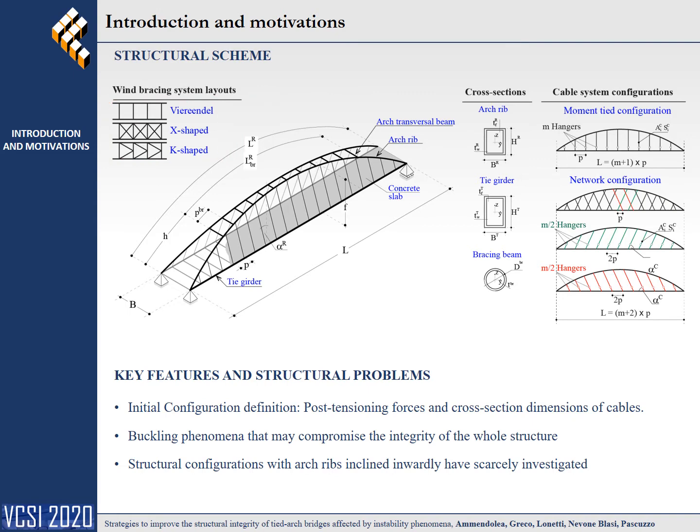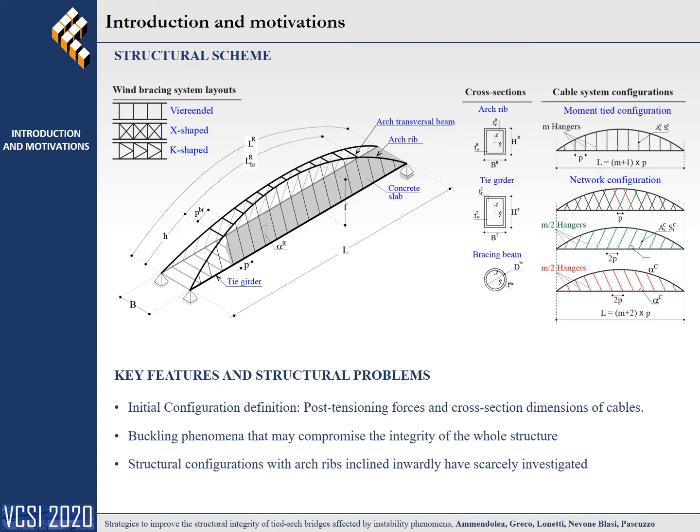This structure presents several key features and structural problems. Firstly, the identification of the initial configuration, which consists in the definition of initial stress in cable elements to achieve an undeformed configuration of the structure under dead loads. Secondly, the structure is highly susceptible to buckling phenomena, because the arch ribs are mainly subjected to compression forces. Buckling phenomena are highly dangerous, since they may compromise the integrity of the whole structure.